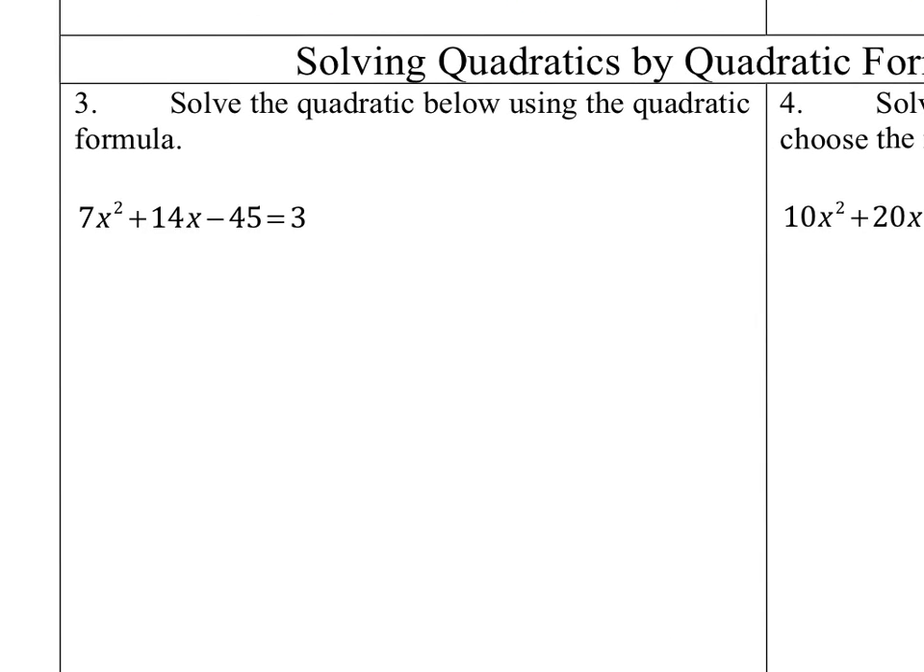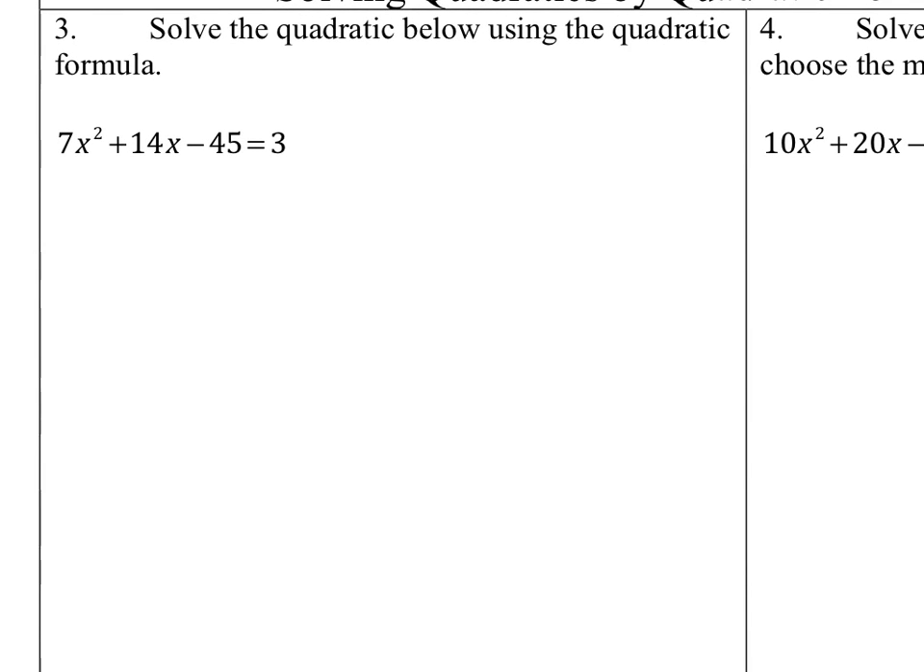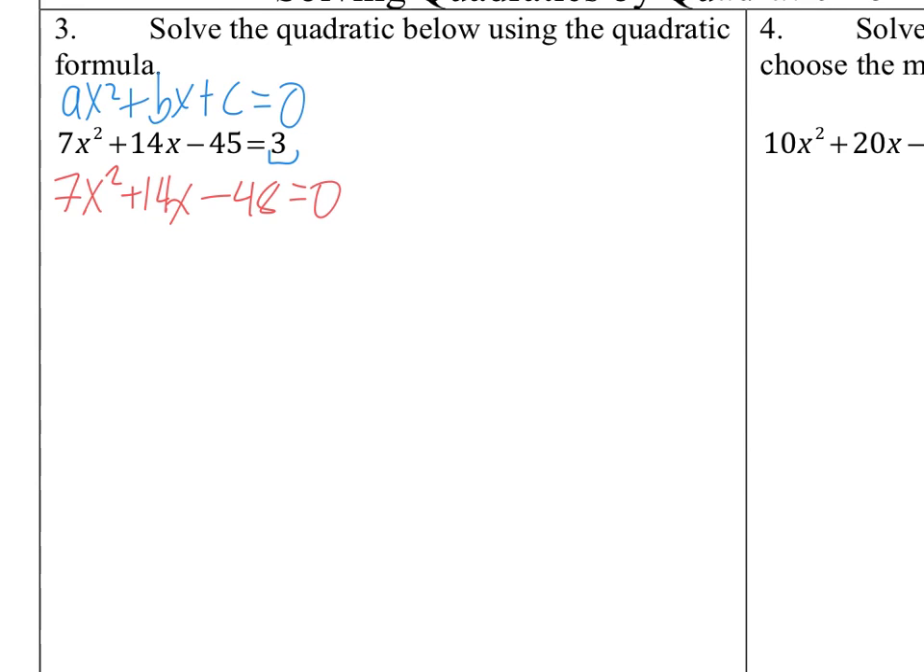Moving on to the second part, first thing I'm asking you to do is to solve this quadratic using the quadratic formula. First thing I know is it needs to look like ax squared plus bx plus c is equal to 0. The big thing that doesn't work here is I have a c term that's split between both sides of the equation. I'm going to subtract 3 and get 7x squared plus 14x minus 48 is equal to 0.